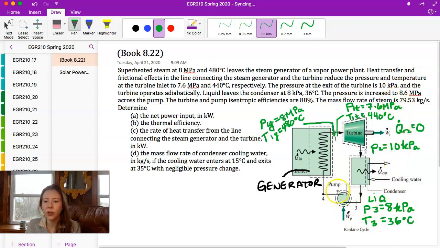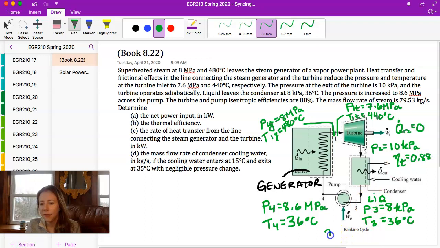The pressure is then increased by the pump, so power is going in to operate the pump, and it's increased to 8.6 megapascals. So P4 is 8.6 megapascals. A pump should not, unless we're losing heat or something, change temperature. So T4 is 36 degrees Celsius. We know that the isentropic efficiency of the turbine, eta T, is 0.88, and eta P for the pump is also 0.88.